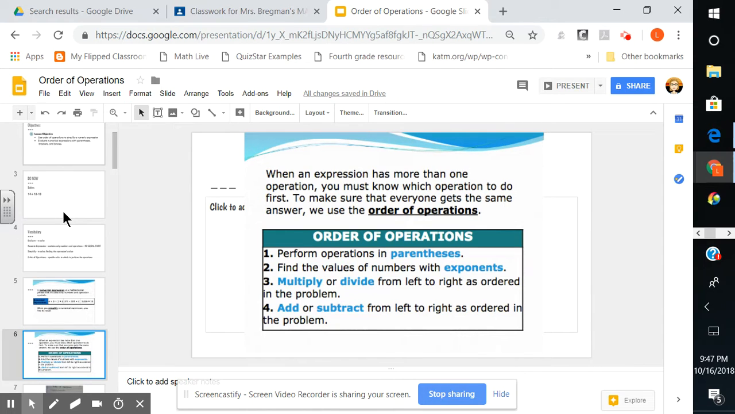So order of operations. Step 1, you will copy the box that says perform operations in parentheses. Then find the values with exponents. Then, very important, when you're up to the multiply or divide step, you must multiply or divide left to right as ordered in the problem. So if the divide comes first after parentheses, do divide. If multiply comes first, do multiply, then divide, or divide, then multiply, whichever is left to right. First come, first served. Then, after all that is done, the very last step is add or subtract, again, from left to right as ordered in the problem. Please write that box down.